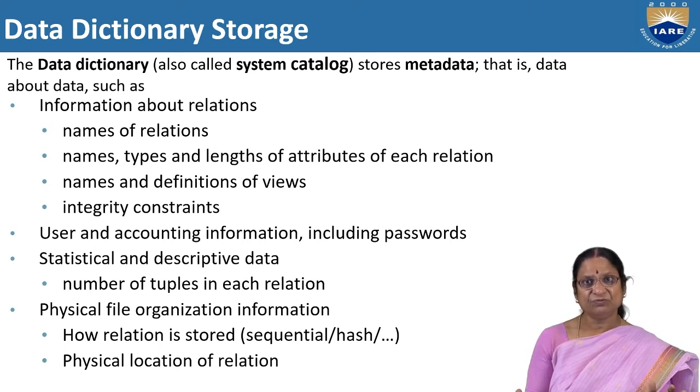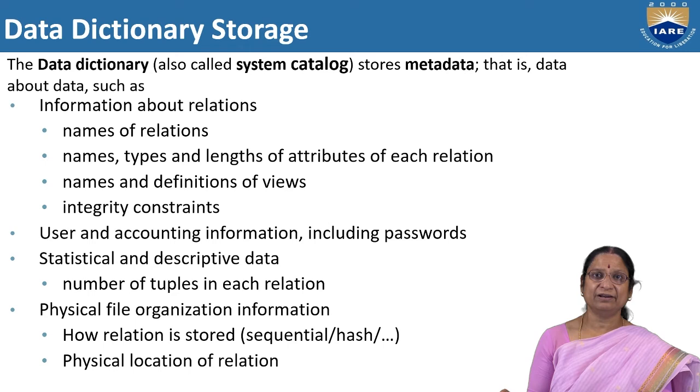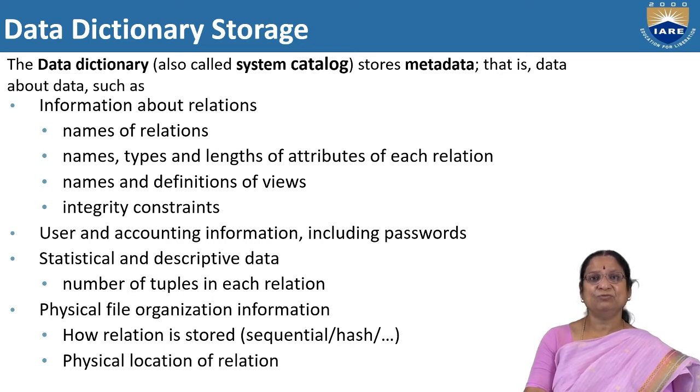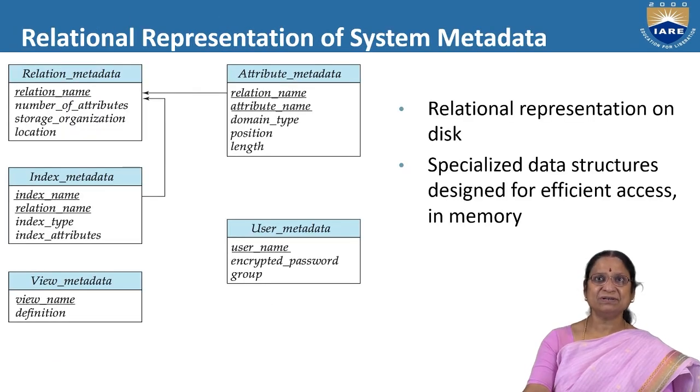And physical organization information will also be stored: how the data will be stored, in sequential order or indexed order. If it is indexed, which key attribute is the primary key, the secondary key, all this information is stored. If it is hash indexing, what hash function is used and how many buckets there are. It will also specify the physical location of the relation. That's why the data dictionary is represented effectively, so that data about data can be accessed very fast.